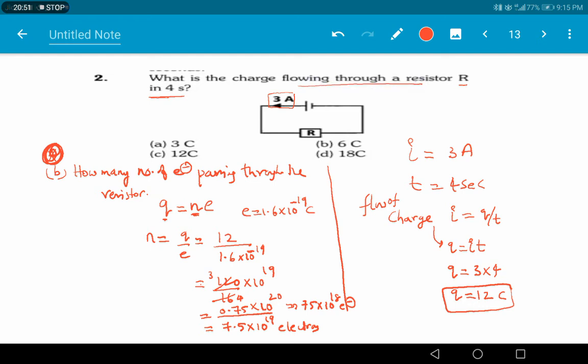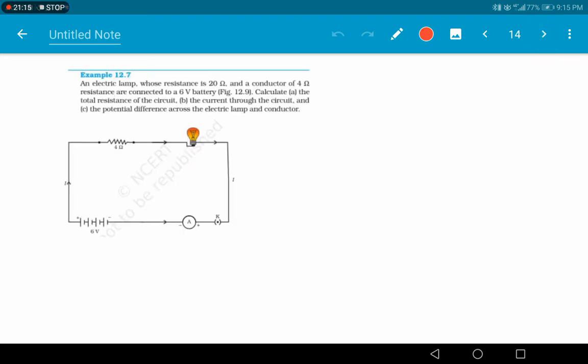Now, if they want to ask in a very simple manner, they can end with the question: what is the charge flowing in the circuit? If they want to elongate it, or make it somewhat difficult, you can add this question also: how many electrons are passing through the resistor? So while copying this question, just add this additional question also. Okay, right, let us move to the next one.